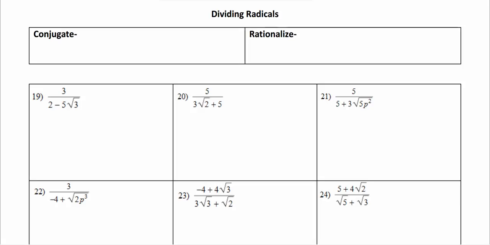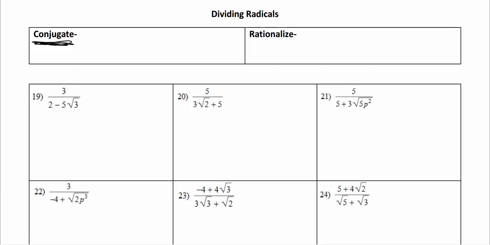All right, dividing radicals. This is really where it's going to get really hard. This is where you're going to earn your money. Okay, you're going to earn your grade. You need to know a couple different things: conjugates and rationalization, or rationalizing. Okay, and we've talked a little bit about conjugation before.